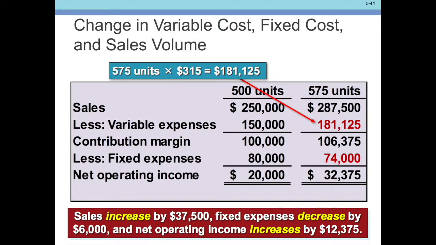287,500 is the sales volume. We have 575 units at an additional $15 per unit. That $15 is the commission that we're throwing in the variable costs. So 181,500. We have decreased the fixed expenses by $6,000 because we're no longer paying them their straight salary. We're paying them in the variable costs. And so we have increased net operating income by $32,000.